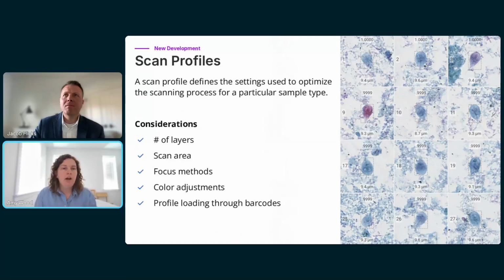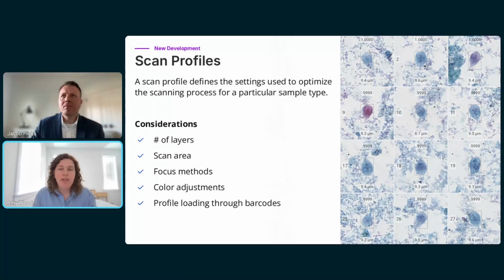The things that we look for are the number of layers that we're scanning, if one will be enough or if we need more, and the scan area that we want to look at. We prefer to have more area so we can really feel comfortable that we have everything we need to make a good diagnosis. But the larger area we scan, the longer the scans take, and that affects our throughput. So we're trying to balance that.